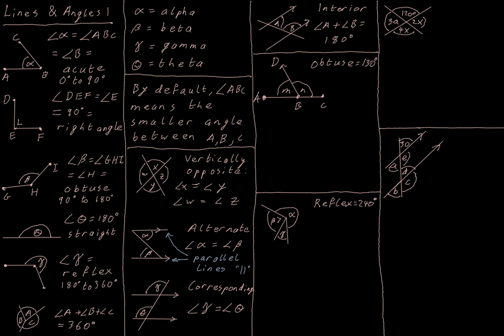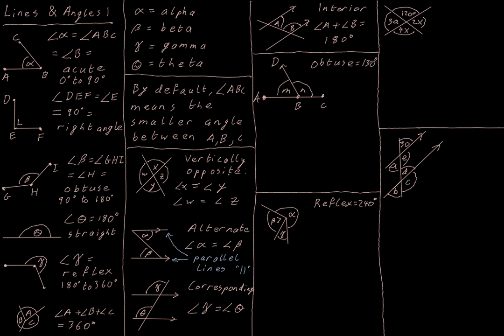Finally, if we add up all the angles going all the way around one full rotation, we know that we've gone through a full circle, so we've gone through 360 degrees. Rotating through a straight line is 180, and then double that would go all the way around to back where we started, which would be 360. Some rules connected to this.